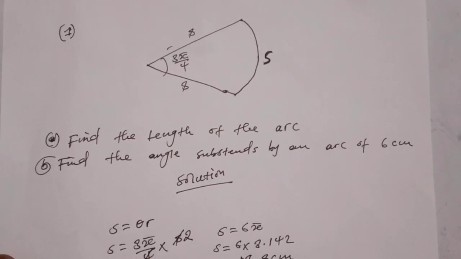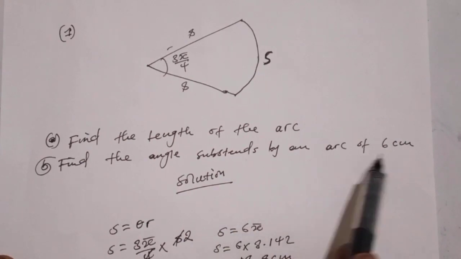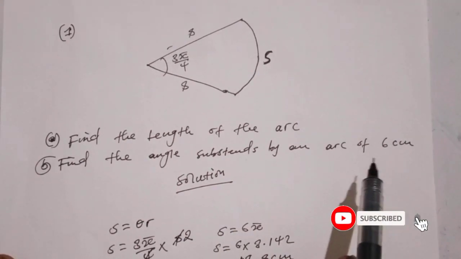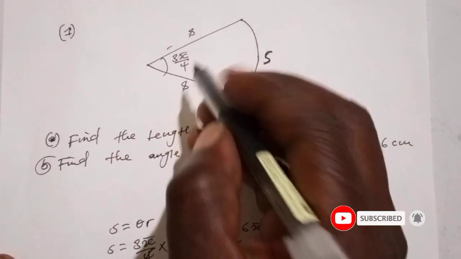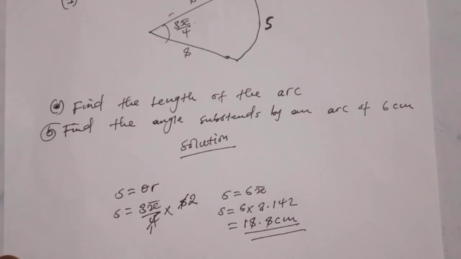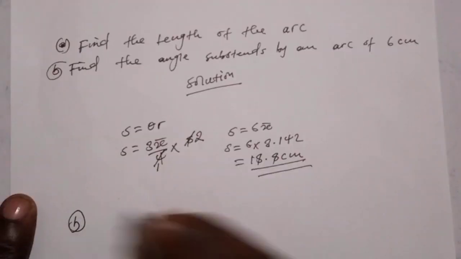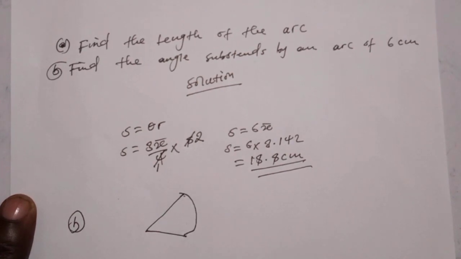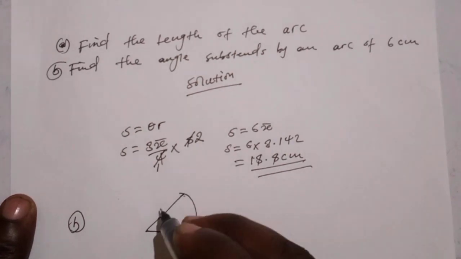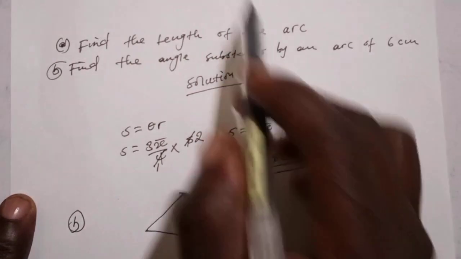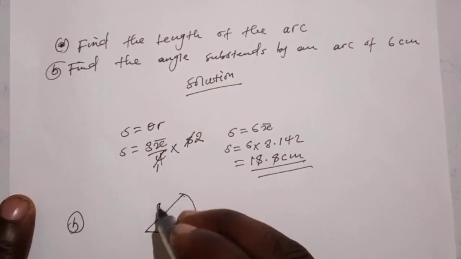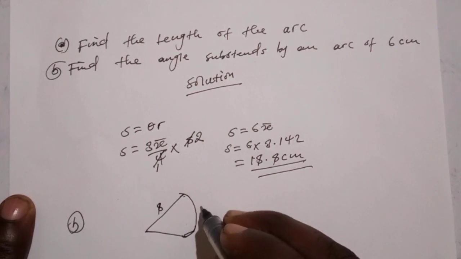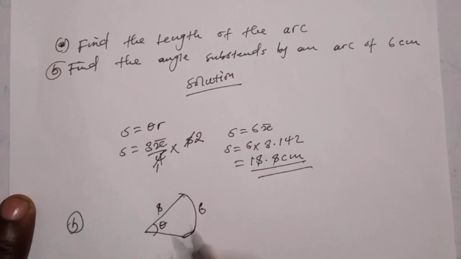And for B, we are asked to find the angle subtended by an arc of 6 centimeters. Here we have to find theta for B. We have a sector like this one, the simplest sector. The radius is the same, which is 8. Then the arc we have is 6. Then theta we don't have.